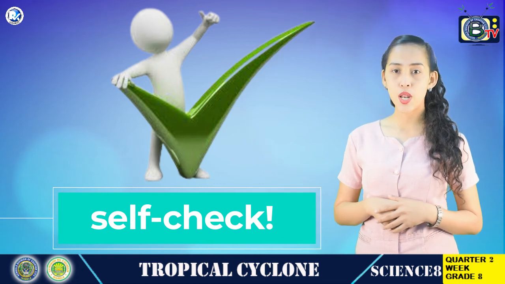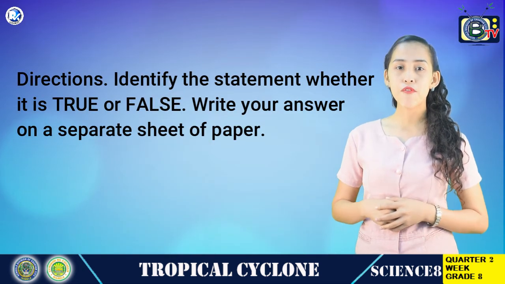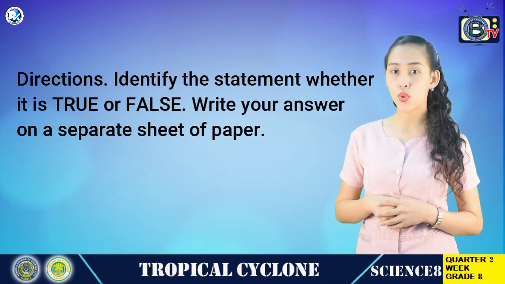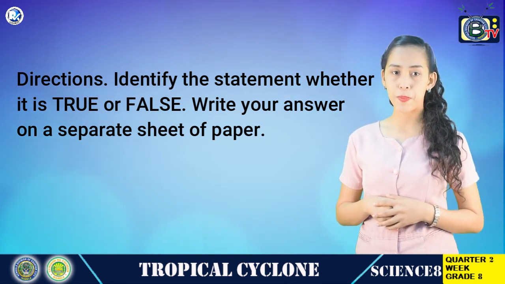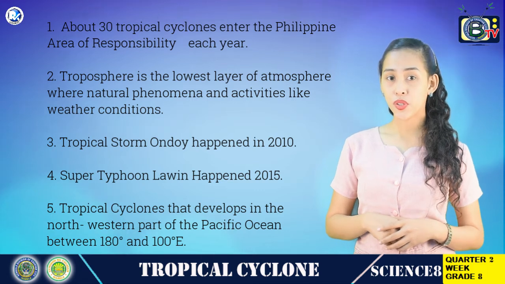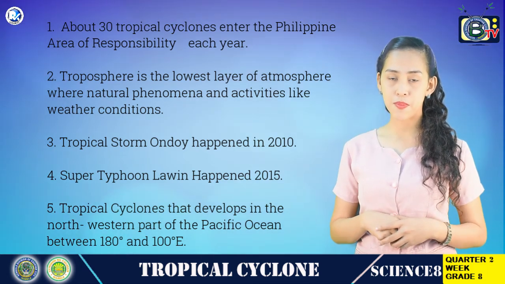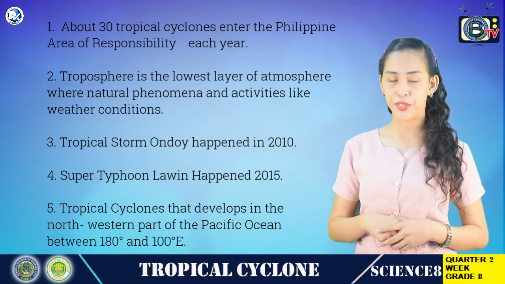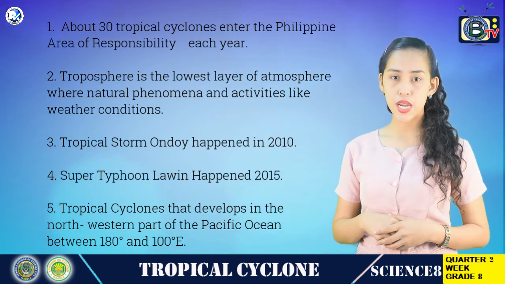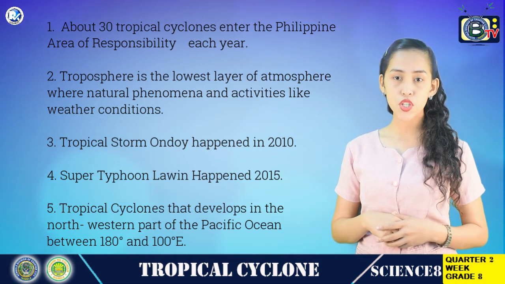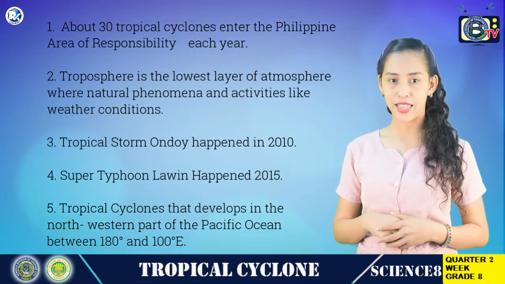Try to answer the following questions. Directions: Identify whether the statement is true or false. Write your answer on a separate sheet of paper. Number 1, about 30 tropical cyclones enter the Philippine Area of Responsibility, or PAR, each year. Number 2, the troposphere is the lowest layer of the atmosphere where natural phenomena and activities like weather conditions happen.